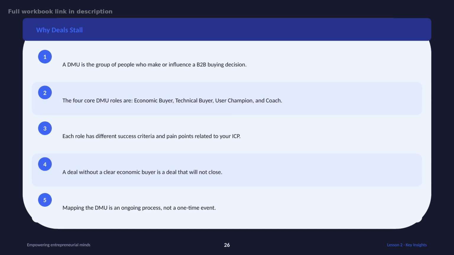Second, there are 4 core roles to know: economic buyer, technical buyer, user champion, and coach. Third, each of those roles has its own success criteria and its own pain points tied to your ICP. Fourth, a deal without a clear economic buyer is a deal that isn't going to close, no matter how good your champion is. And maybe most importantly, mapping the DMU isn't a one-time exercise, it's ongoing, deal by deal.